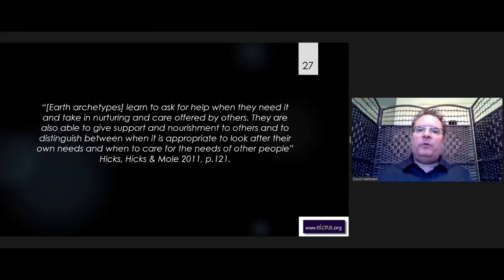Earth archetypes learn to ask for help when they need it and to take in nurturing and care offered by others. They are also able to give support and nourishment to others and to distinguish between when it is appropriate to look after their own needs and when to care for the needs of other people. Interesting statement, because the second an Earth archetype falls off any form of balance, they stop looking after themselves as much as they look after others.